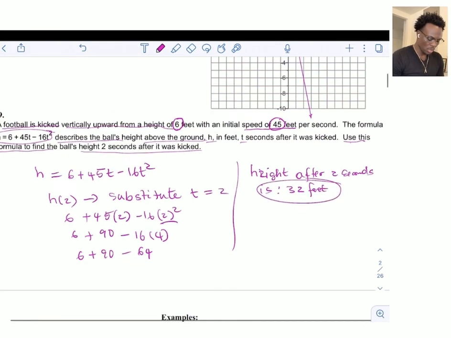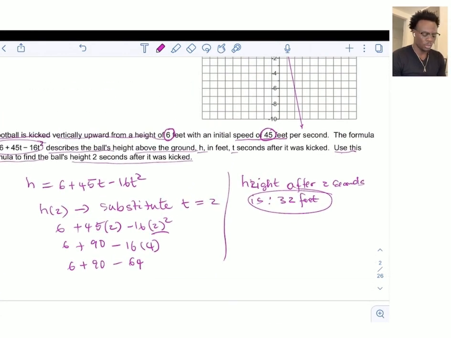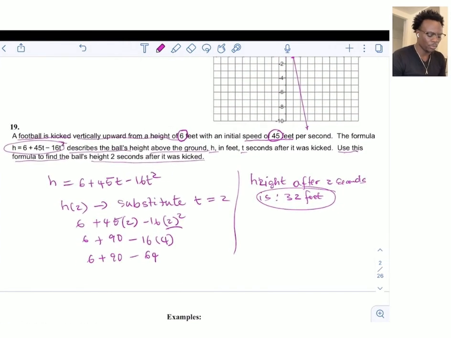So that pretty much concludes the review to allow you to have a good performance on your diagnostic test. Your diagnostic test is due by the end of week 1 for this class.